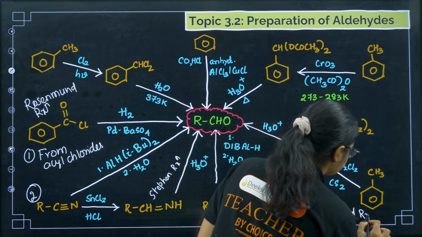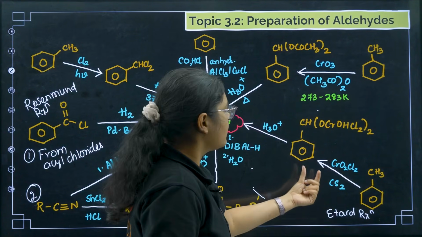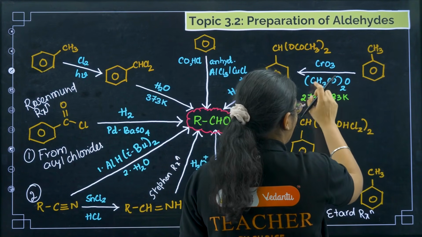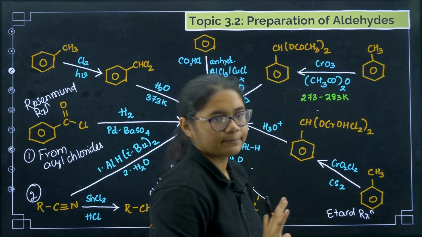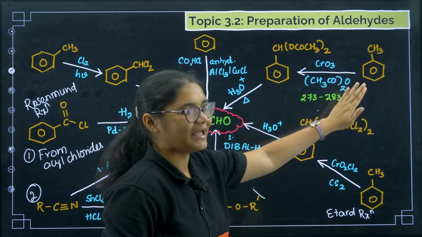Yes, this is one way of oxidation of methyl benzene. You can also oxidize methyl benzene by using only chromic oxide and acetic anhydride. This one will also give you benzaldehyde. Okay, these are the two methods from where we can get benzaldehyde by oxidation of methyl benzene.